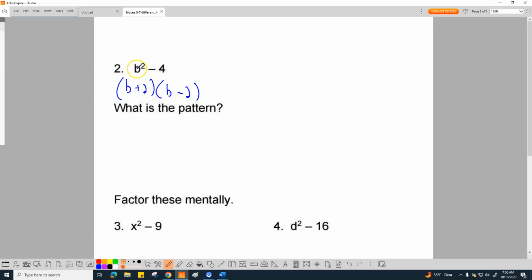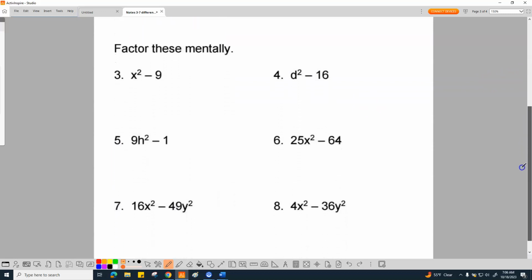So that's that. What is the pattern? Yeah, clearly, you end up with two things. You end up with a plus and a minus, and you just take the square root of the 4. You take the square root of b, which in this case, the square root of b squared is just b, meaning b times b is b squared. And that's it. So I'm not going to write down the pattern. I'm going to go ahead and fill these out as well too.